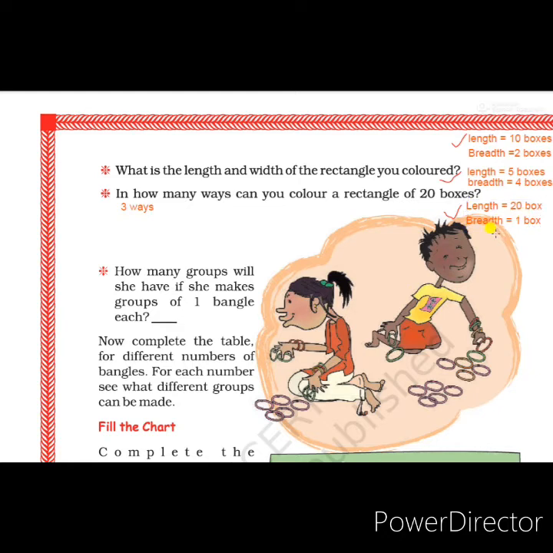Now the next question is, how many ways can you color a rectangle of 20 boxes? How many rectangles were there? 3 types. So you write that 3 ways we can color a rectangle of 20 boxes. Here they said color them all in the grid, and write the length and width of each rectangle you have colored. That also we have done.